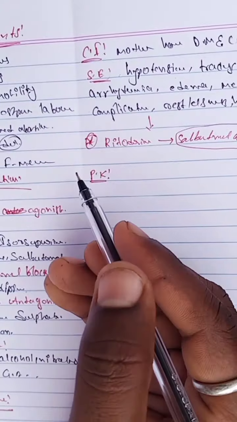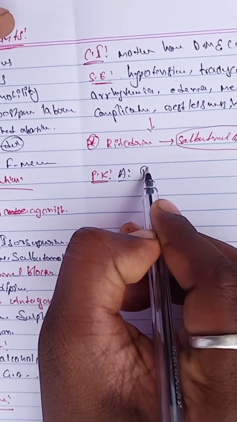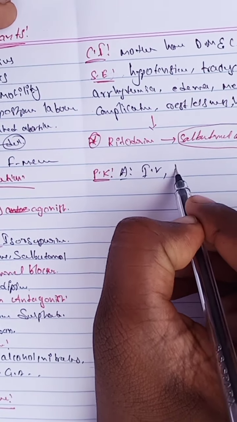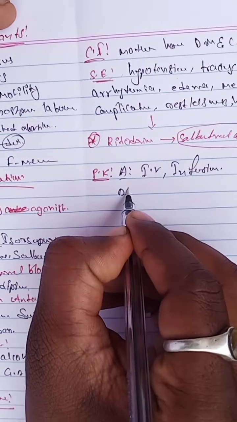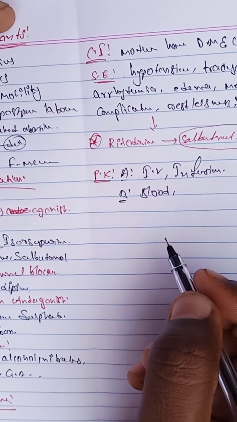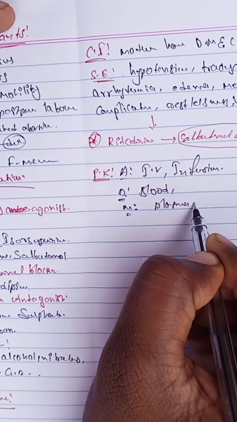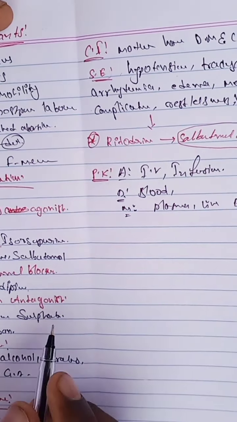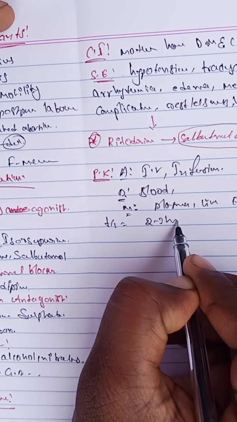What is the pharmacokinetics of this drug? It is administered through the IV route, with infusions only. The drug is distributed through the blood. It is metabolized in the plasma and liver. It is excreted through urine. What is the half-life? The half-life is 2 to 3 hours.